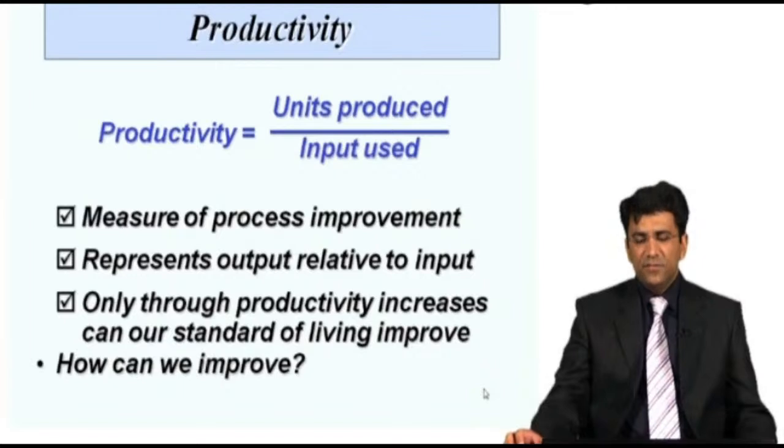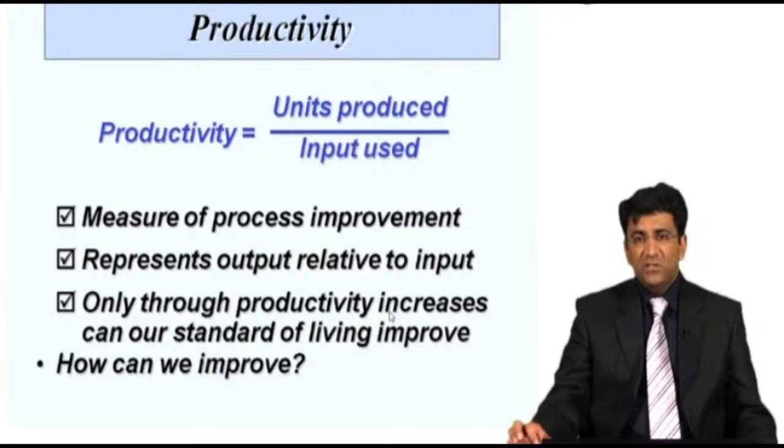Students, as we discussed, productivity is actually the ratio between outputs and inputs. So by using this formula, we can easily measure the process performance or the process improvement, and again, productivity represents output related to the particular input. Only through productivity we can increase our standard of living.